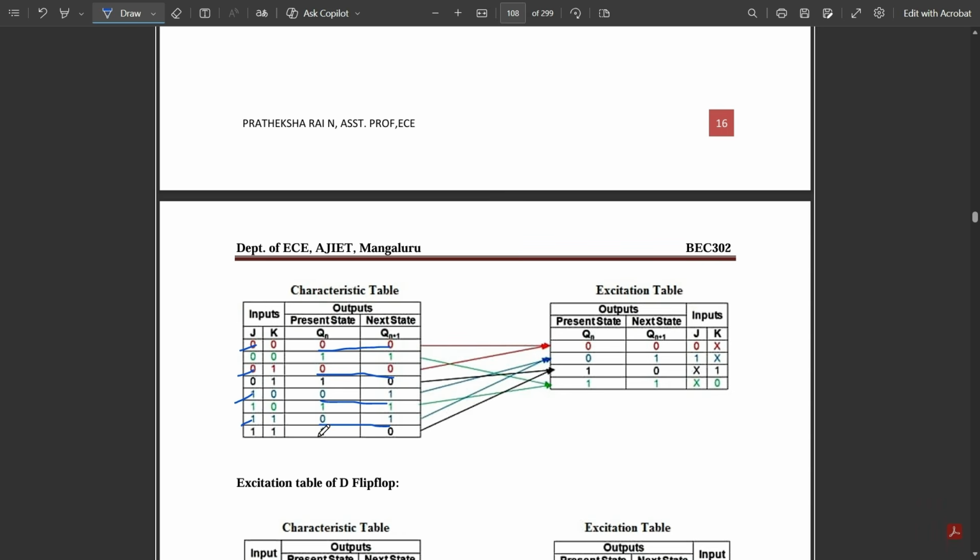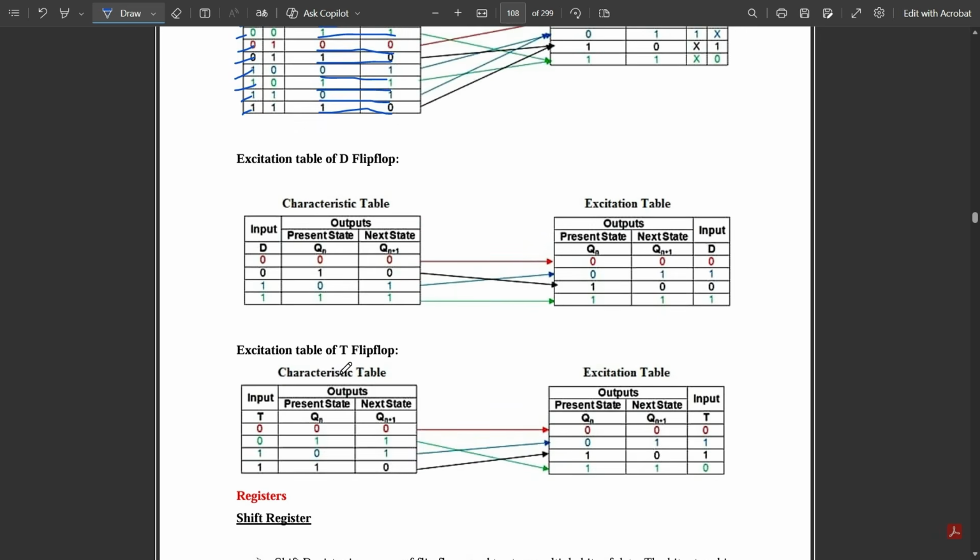Next for 1 0, you see here we have 1 0 here and 1 0 here. So this is 0 1 and 1 1. So J input gets changed from 0 to 1 and K input remains the same, so it is X and 1. For the final state 1 1 and 1 1, the inputs are 1 0 and 0 0. So the first input J gets changed, so that's why it is X and 0. Like this the excitation table is built for a JK flip flop.